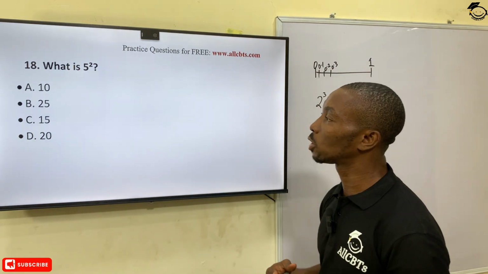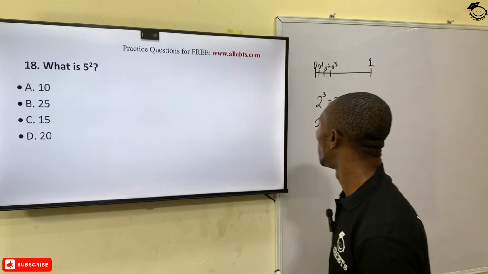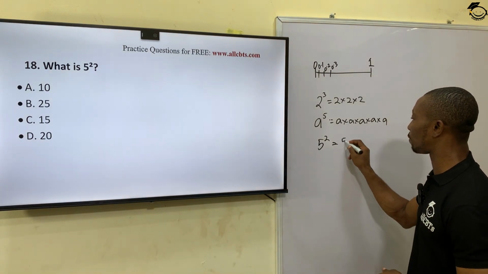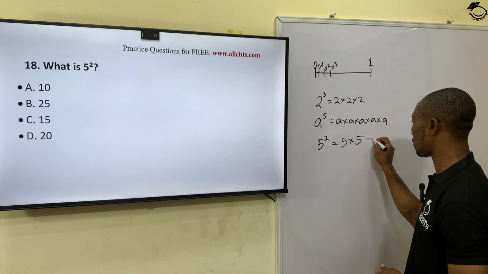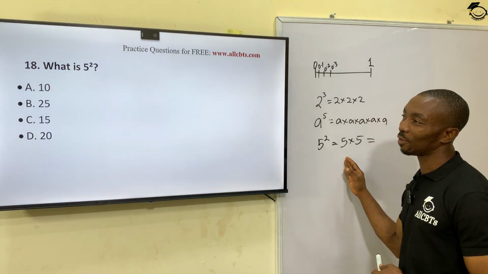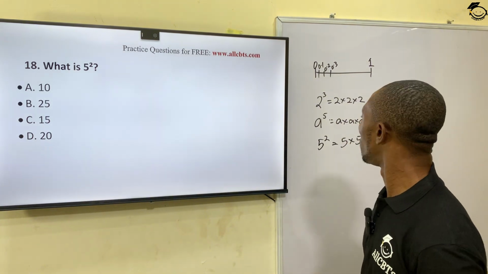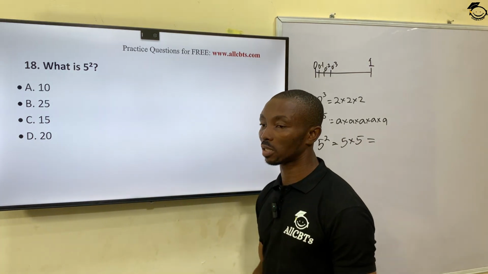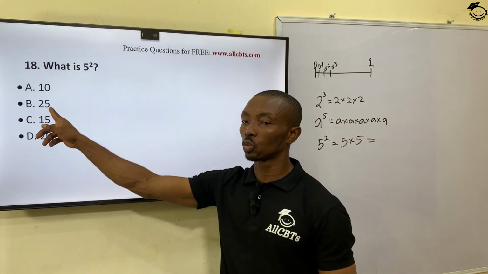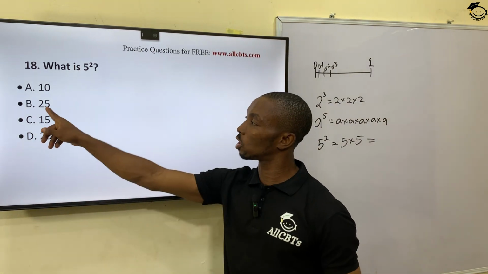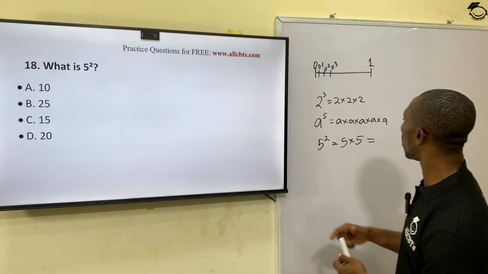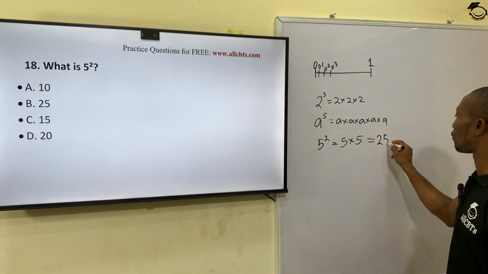What is 5 raised to the power 2? All right. When we talk about 5 raised to the power 2, that means we have 5 times 5. So what is 5 times 5? 5 times 5 is not 10, because that's not addition. It's a multiplication. So 5 times 5 will give us 25, which is option B. 5 squared equals 25.